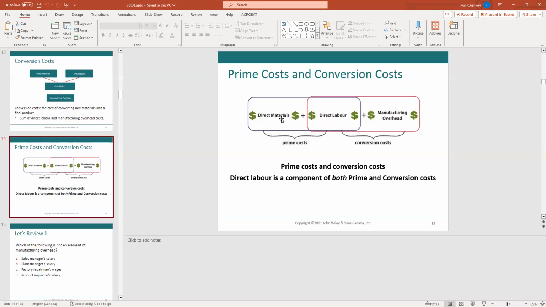Again, material, labor, prime cost, labor, manufacturing overhead, conversion cost. As you can see, direct labor is involved in both classifications, the prime cost and the conversion cost. So conversion cost plus direct material will be total product cost, and prime cost plus manufacturing overhead is going to be total product cost again.